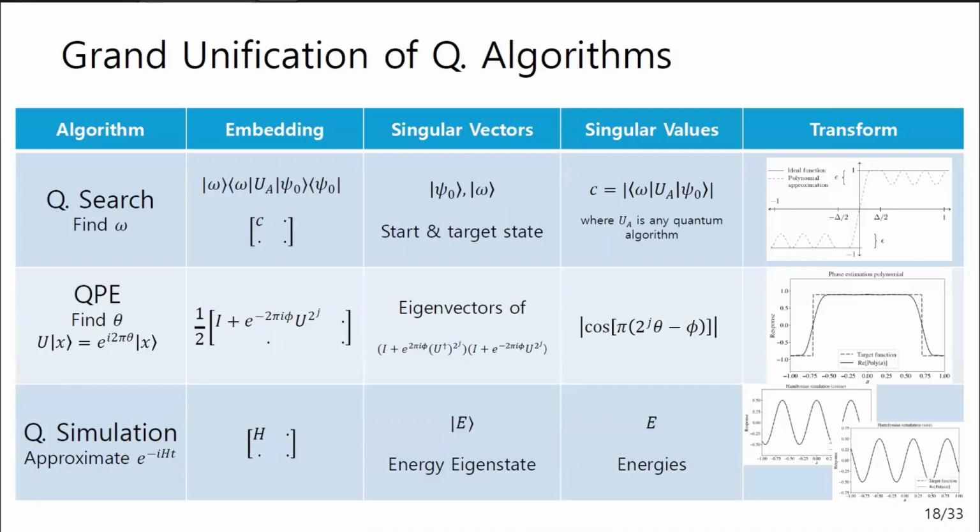Thirdly, quantum simulation. In the quantum simulation problem, we assume that we already have a block encoded Hamiltonian, and we have to convert its singular value, or I can say eigenvalue here, energy, to exponential minus i energy t. And to convert energy to exponential minus i energy t, we need two real functions, a cosine function and a sine function. And you can see the two functions on the right bottom side.